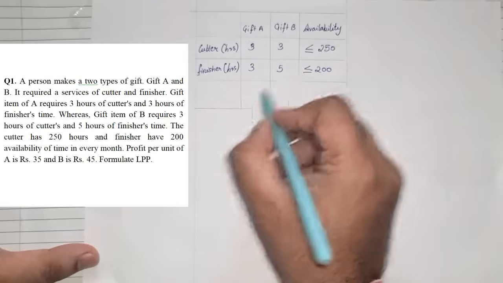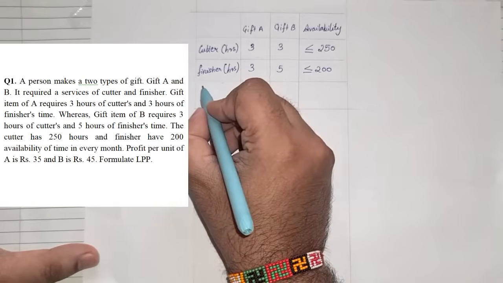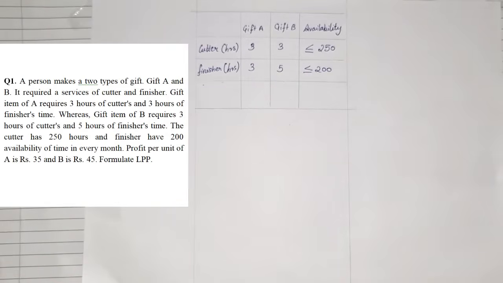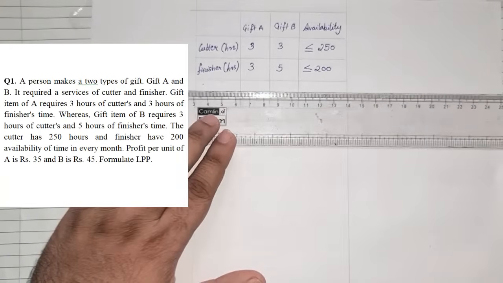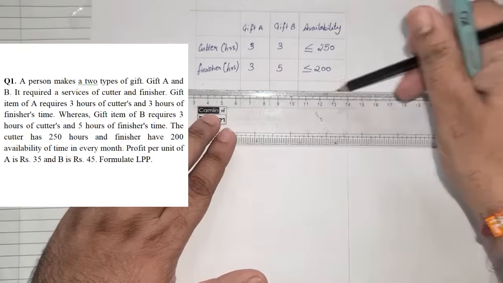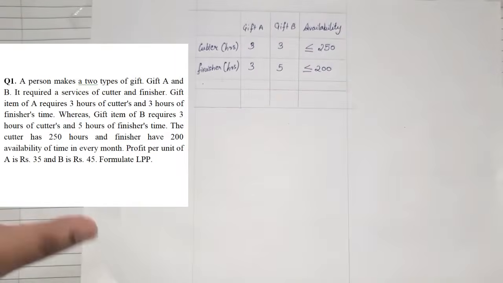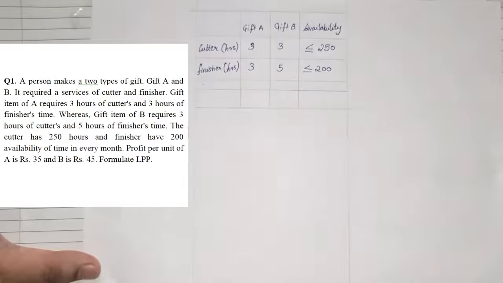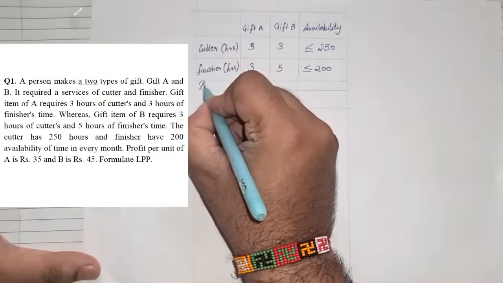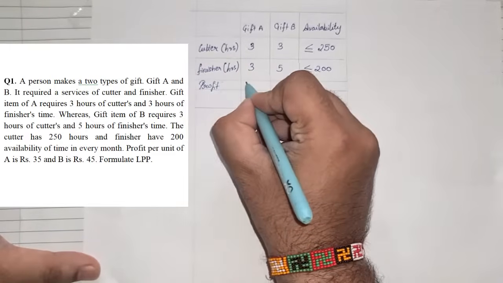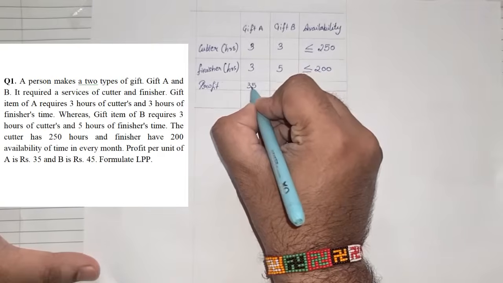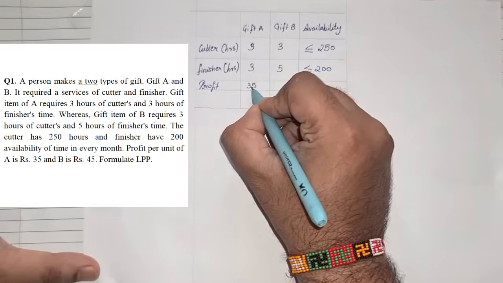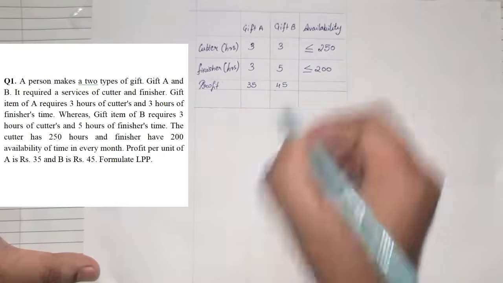After noting that, the next thing we need to note down is the main function, whether it is based on maximization or minimization. So I'll note down one more column here, which is based on profit. They said for A it is 35 per unit, and for B it is 45 per unit.